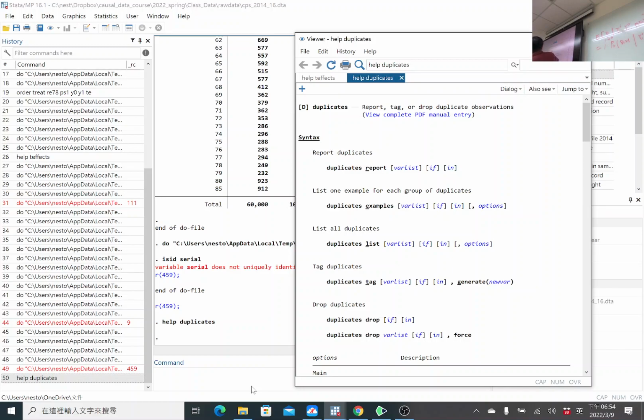With duplicate, you can have some options, put the variable name, and you can put an if condition or something. And there are other options, like example or list, and we will discuss them later.